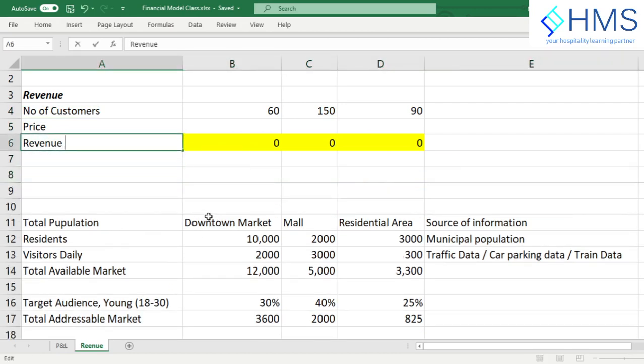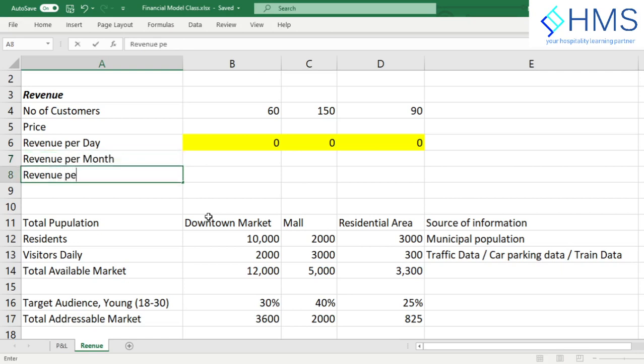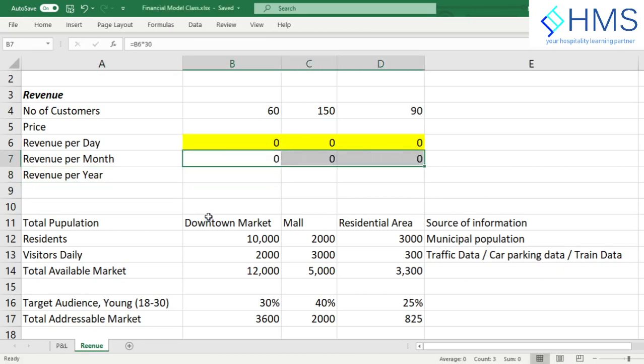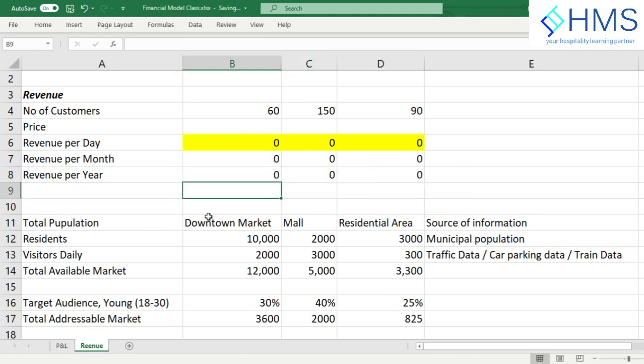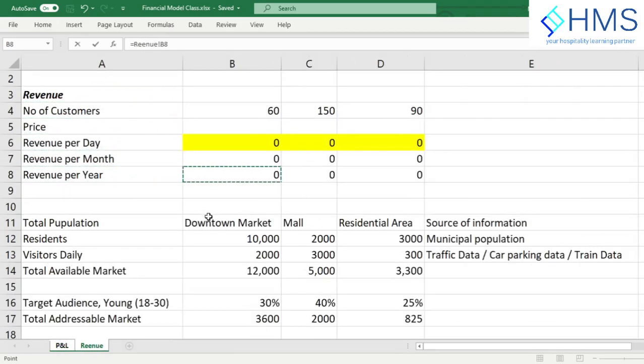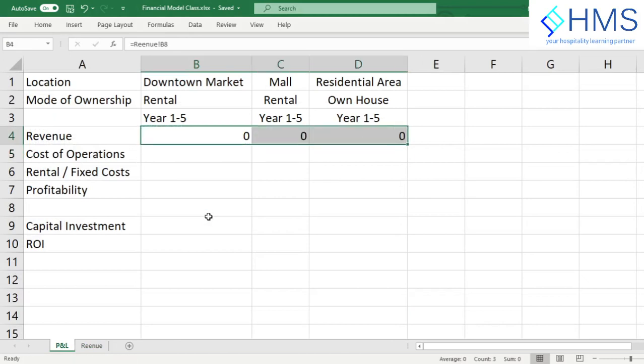This is daily revenue per day, revenue per month, revenue per year. And then you can say, okay, if in a day I can get maybe 30, and then for a year I can get 12. So this is how much will be my monthly revenue or per year revenue, and then you can build it up into this. Maybe we are just talking about year one, so per year, then you can link it.